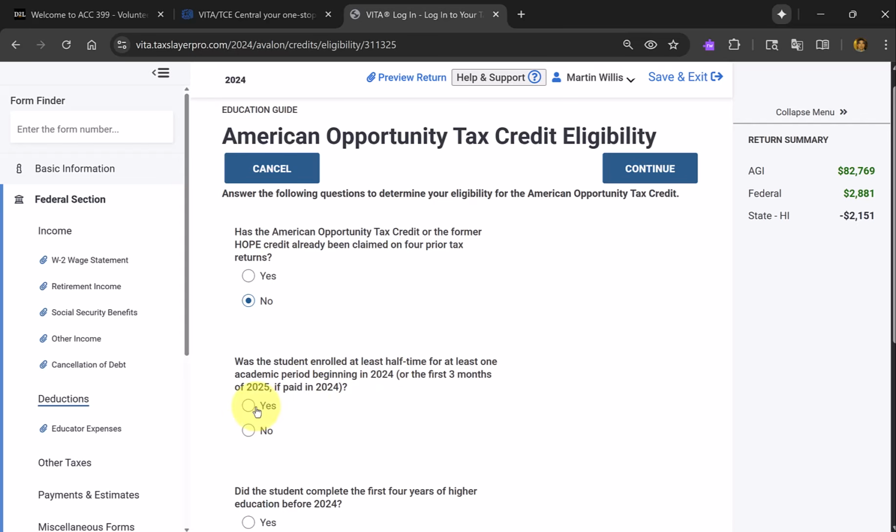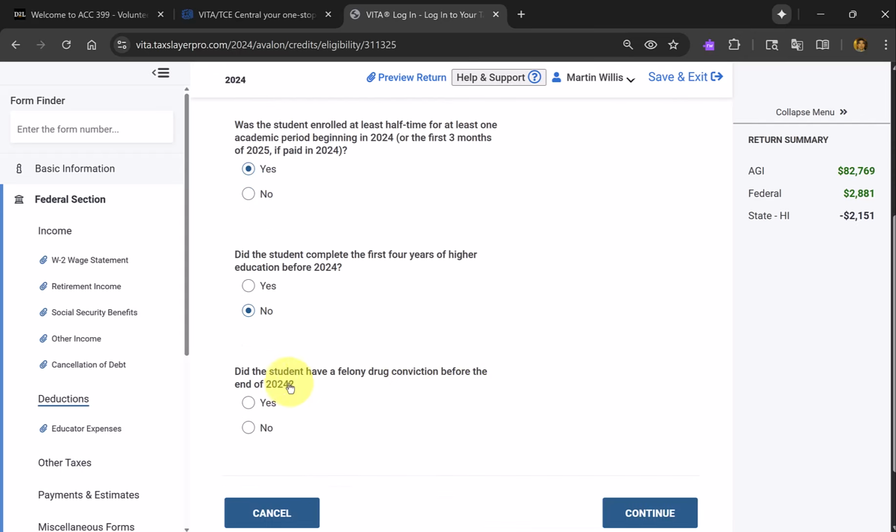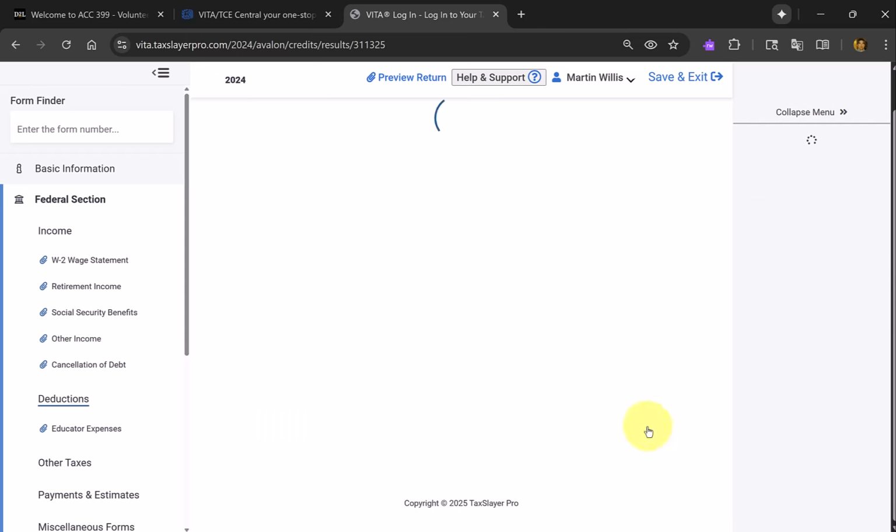And she's more than half time, or at least half time. Did she complete 4 years? Again, this is the freshman through senior. This is for 4 different tax years, like 2022, 2023, yeah, 2024. This is freshman, sophomore, junior, senior. Has she completed her first 4 years? No. She's in her second year. Did the student have any felony drug convictions? No. Continue. Watch the refund.